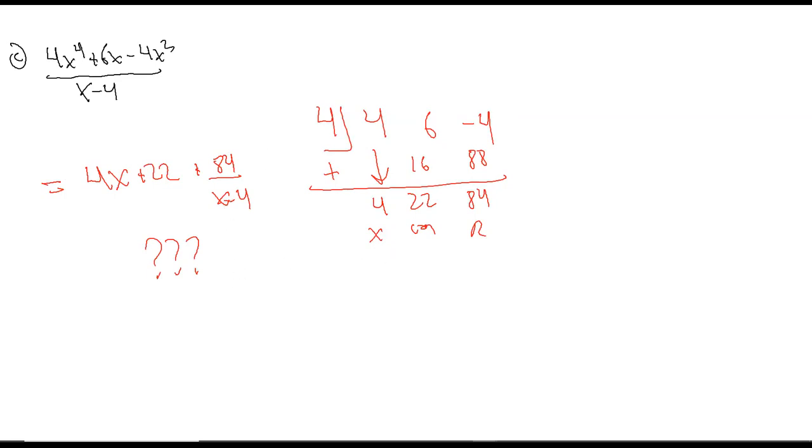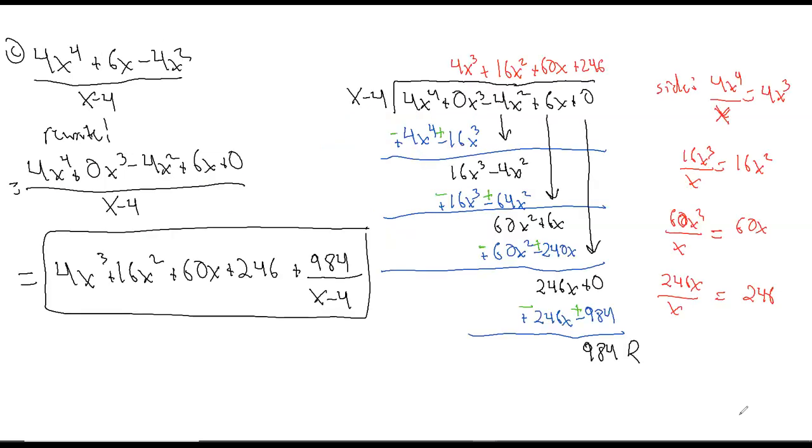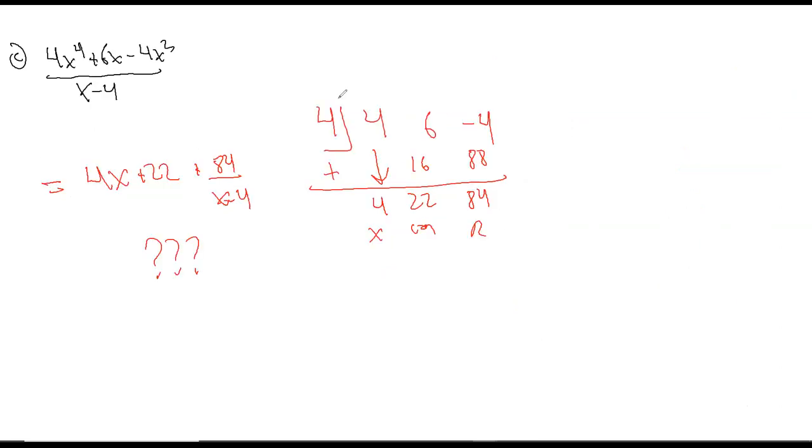If you go back a couple pages on the whiteboard, where's my mouse? It's so hard to see sometimes. The answer was 4x cubed plus 16x squared plus 60x plus 246 plus 984 over x minus 4. So we get this wrong for several reasons. Reason number 1, we're missing an x cubed and a constant. We didn't account for that. Reason number 2, the 6x and the 4x squared are in the wrong order. This is terrible.